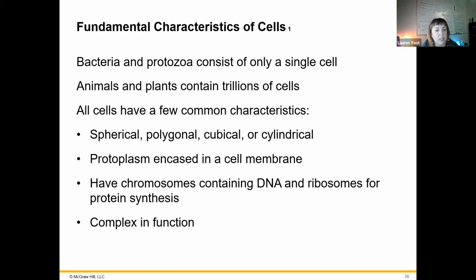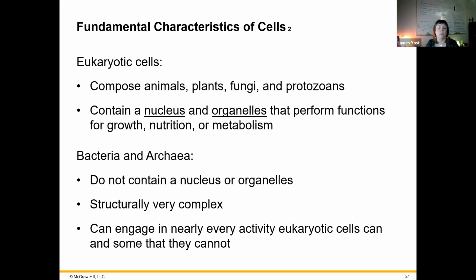Bacteria and protozoa consist of only one single cell. They're not a multicellular organism. A multicellular organism, you take the cell off the organism and it can't live without the organism. Single-celled organisms can live on their own. So there's different shapes of cells, there's different functions of cells, different sizes of cells. Just depends on what they're being used for and what organism they're involved in.